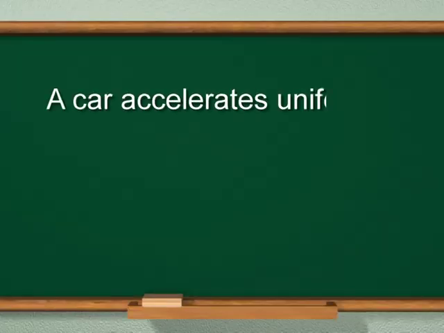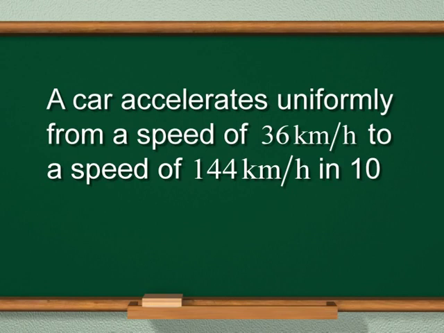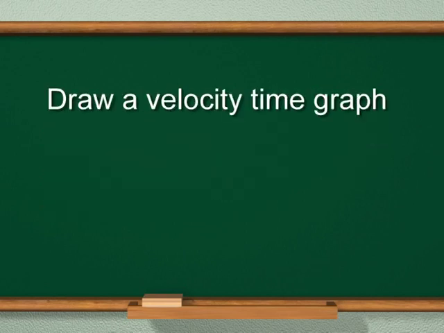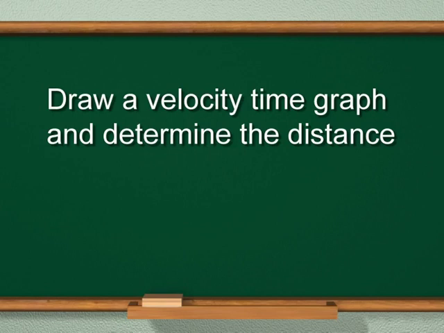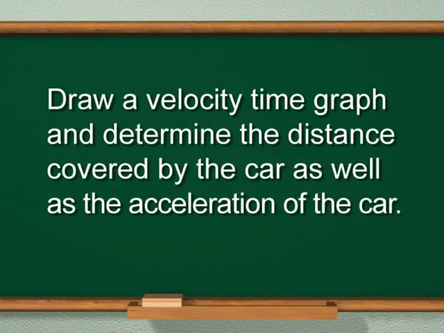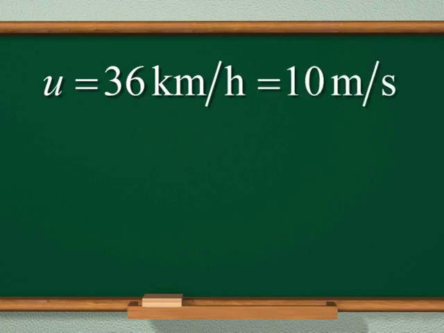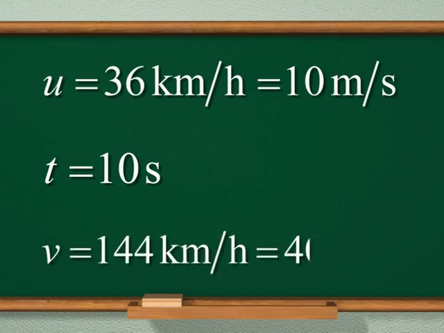A car accelerates uniformly from a speed of 36 kilometers per hour to a speed of 144 kilometers per hour in 10 seconds. Draw a velocity time graph and determine the distance covered by the car as well as the acceleration of the car. Here, initial velocity of the car is 10 meter per second and after 10 seconds, final velocity becomes 40 meter per second.